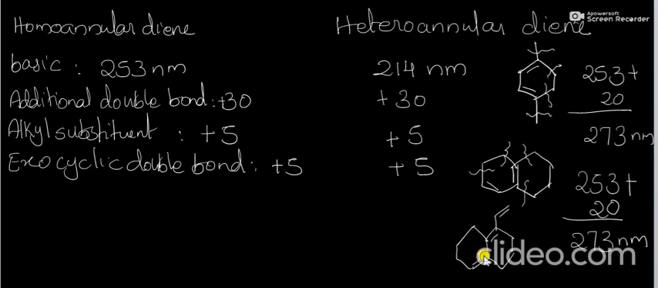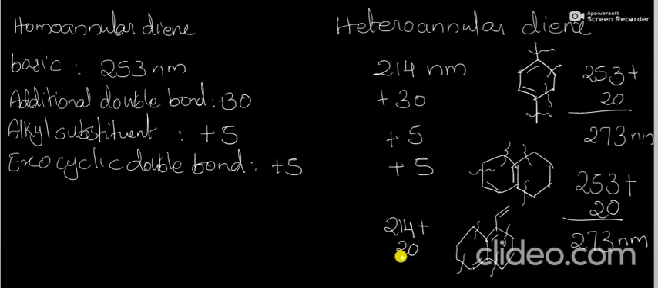Another example, calculate the lambda maximum for this compound. This is a heteroannular diene, so the basic value is 214 nanometer. Then this is ring residue, this is also ring residue, this is ring residue, and this is also ring residue. So we get 4 ring residues. So 4 into 5 plus 20 nanometer. Then this is exocyclic double bond to this ring, and this is exocyclic double bond to this ring. So totally 2 exocyclic double bonds.